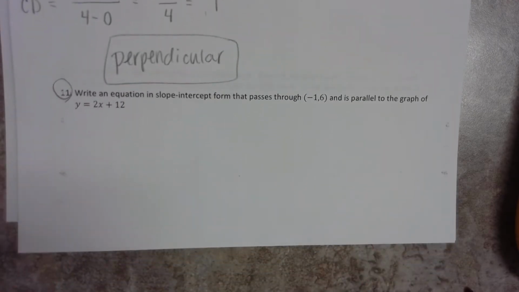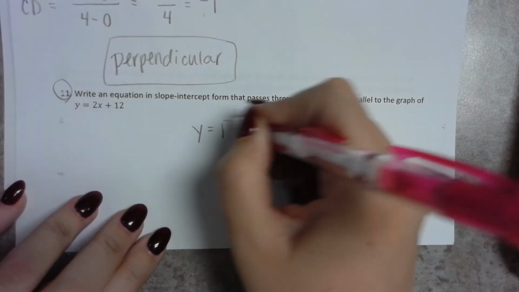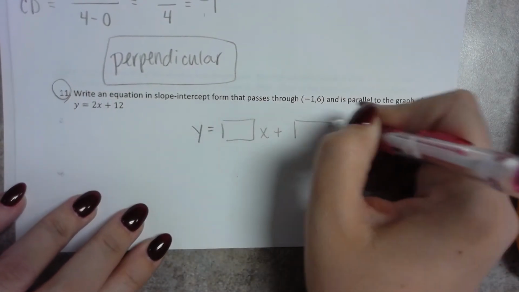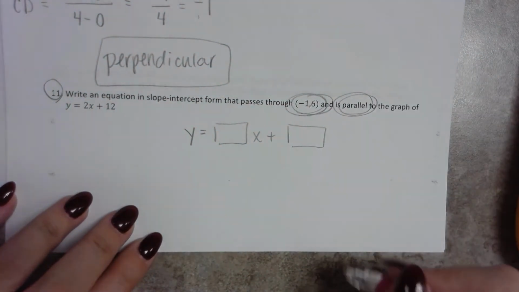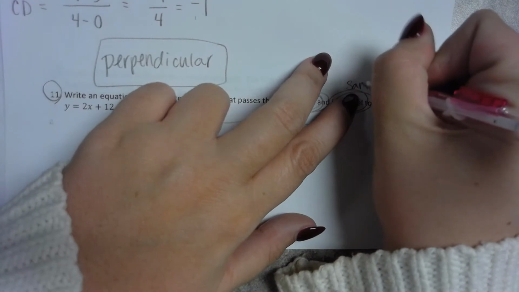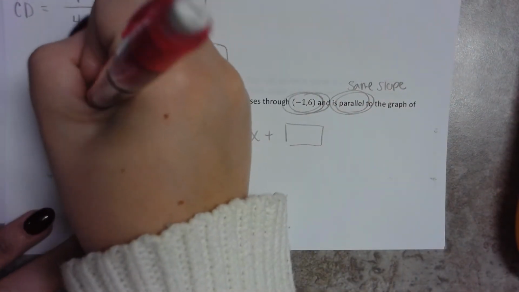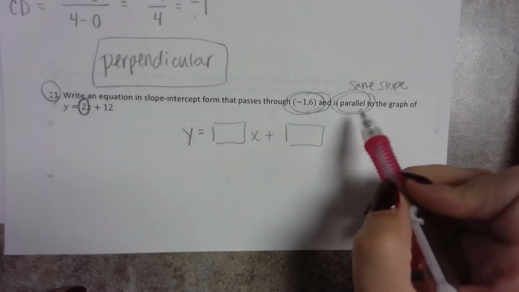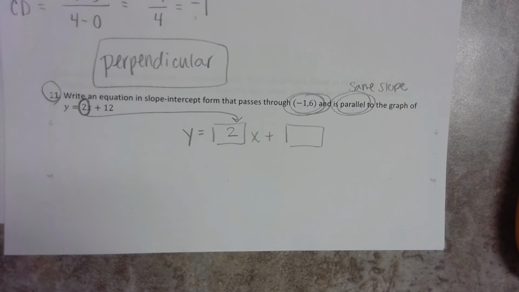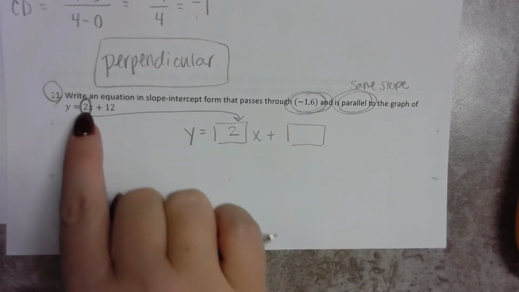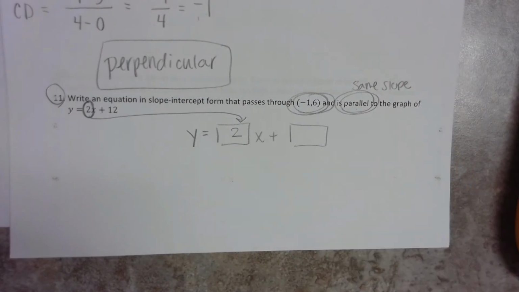Okay, in number 11, it wants us to write an equation. So write an equation means my answer is y equals mx plus b. That goes through this point and is parallel. Now remember, parallel means same slope. So if I look here, the slope is 2. So because parallel means same slope, because this is 2, I know this has to be 2. If that's 5, this is 5. If that's a half, then this is a half, because they're parallel.